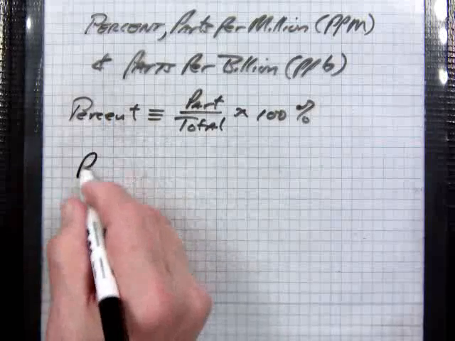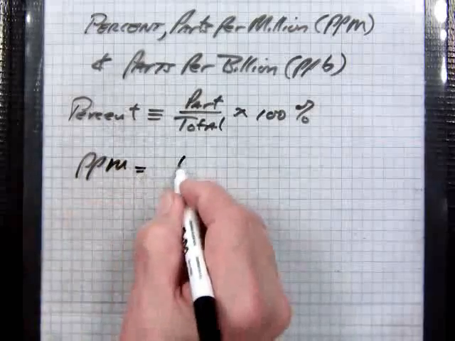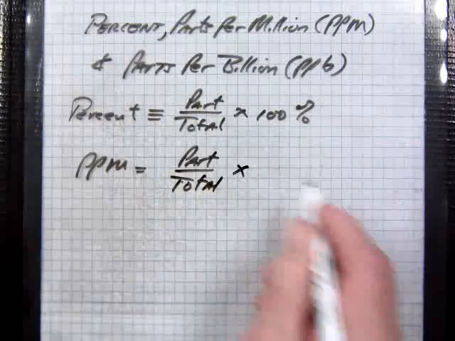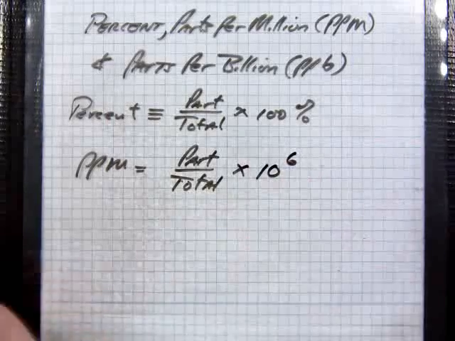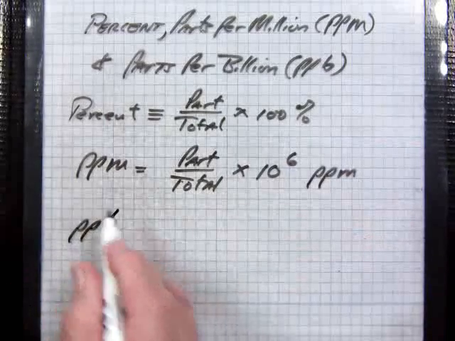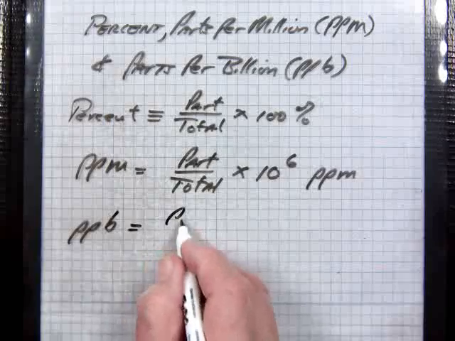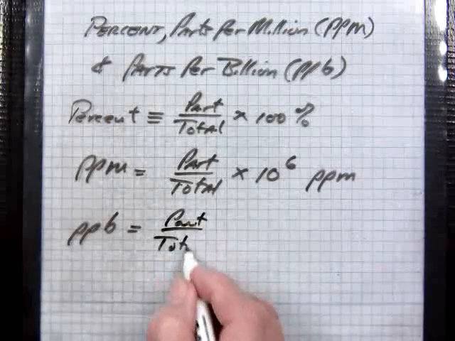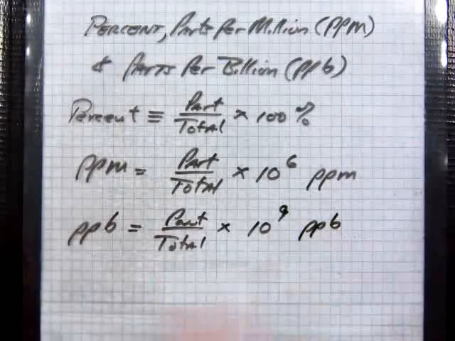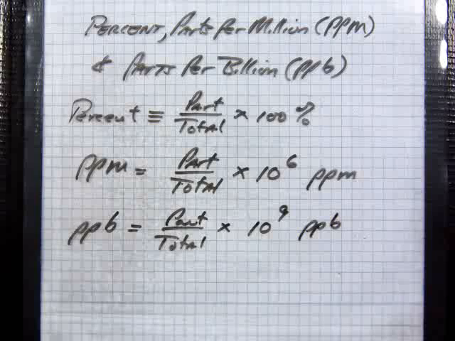We're talking about parts per million. It's the same part over total times 10 to the 6. And we tag that with ppm. And parts per billion, ppb, is part over total times 10 to the 9th, ppb. Like that. So for definitions, those are, as you see, very similar, except for the multiple that's used at the end of the diagram.